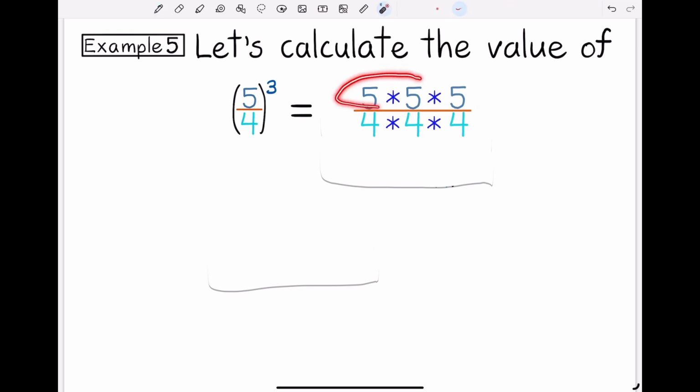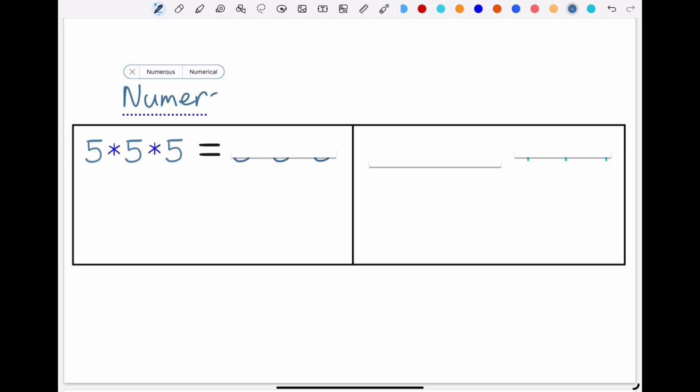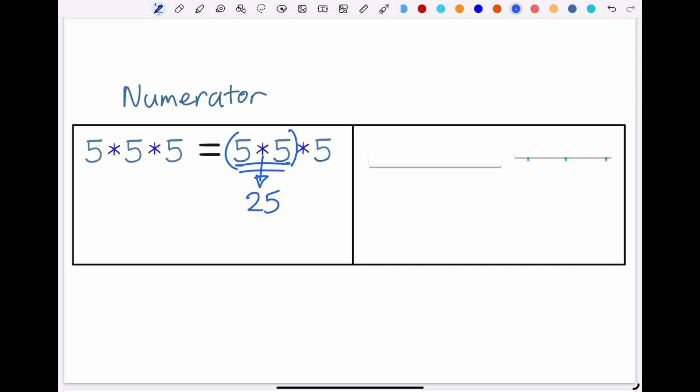So if we calculate the product of these three 5's, we'll get our numerator. And then if we calculate the product of these three 4's, we'll get our denominator. So let's do those calculations down here. So let's switch colors. To get our numerator, we know we have to multiply those three 5's together. And let's bring out another copy to show some of the work. We'll use the associative property and we'll group the first two 5's together. Now we know that 5 times 5 equals 25, so we will replace this group of 5's with its product of 25. So now we have 25 times 5.